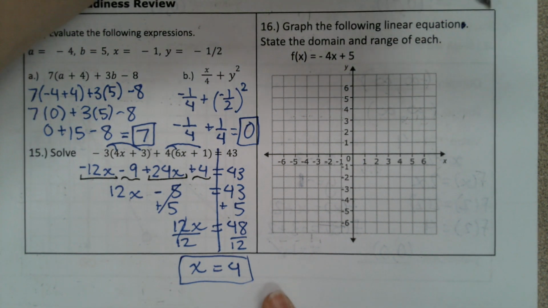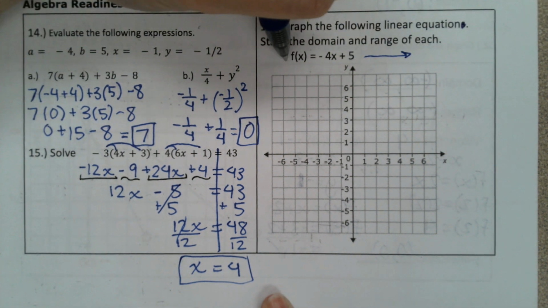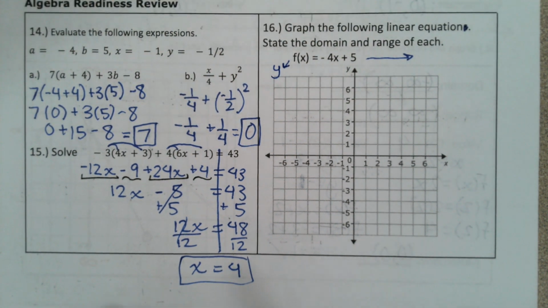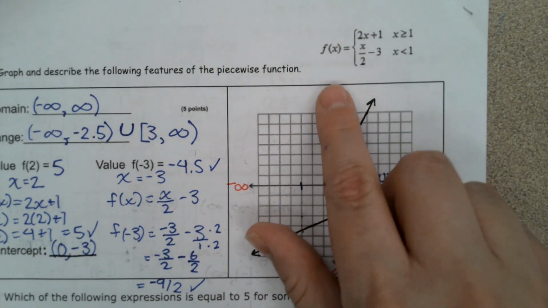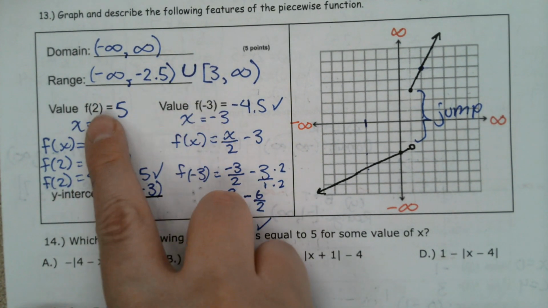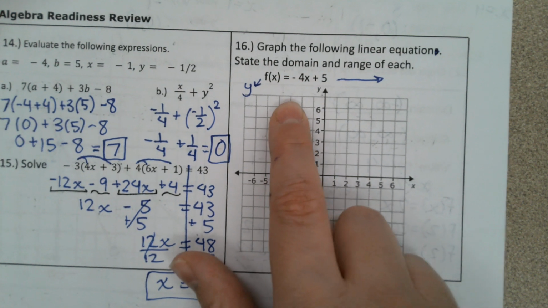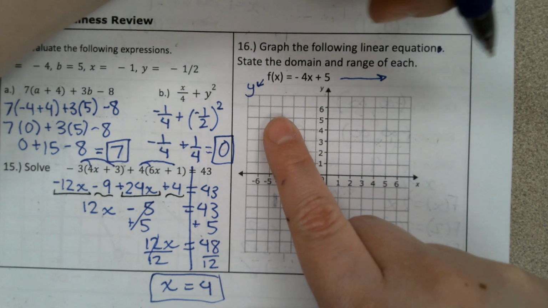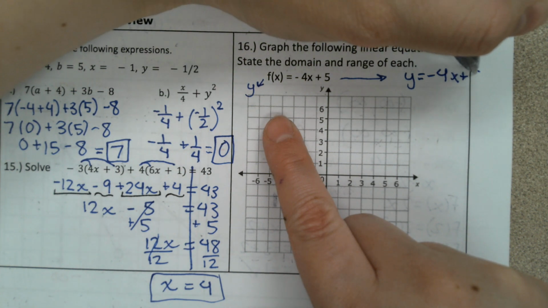Let me rewrite this in language you're more familiar with. Remember, f of x is the same thing as y. Here, I never change this to y because of this notation here. It does not make sense to change it to y. However, when I'm graphing, I always rewrite this as y. It makes more sense to me. y equals -4x plus 5.